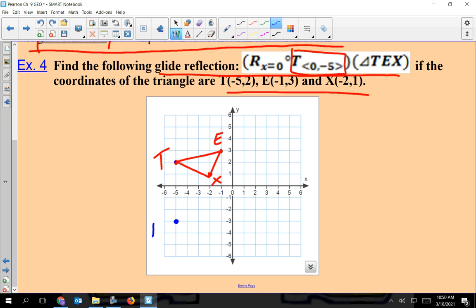That's T prime. I'm going to start with E. That's (3, 3). So I have to go down 5. I think it gets me there. So E prime. And then X is here. So I have to go down 5. I think I get to here. Okay, X prime. Go ahead and draw in your triangle. Okay, that's where I moved it by translation. But now I have to do the reflection.